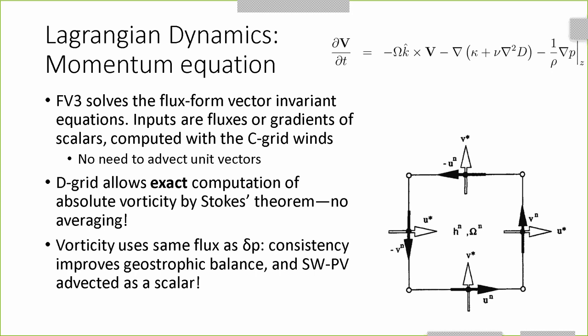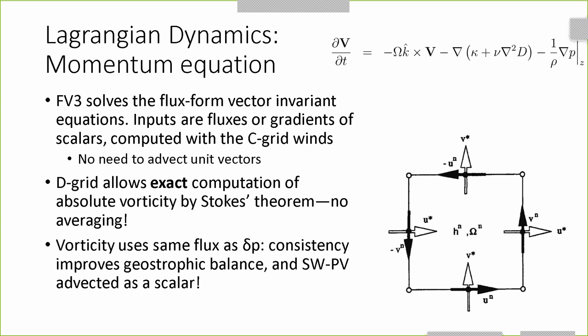What you can do instead is you can express the governing equation in this form, which is called the vector invariant form of the equation. And in that form, we express the momentum vector term in terms of scalars, the absolute vorticity and the kinetic energy. And in that case, you're advecting scalars instead of vectors, and the scalars are the same at every point. They're quite a bit easier to advect in this case. So we can then compute the fluxes.